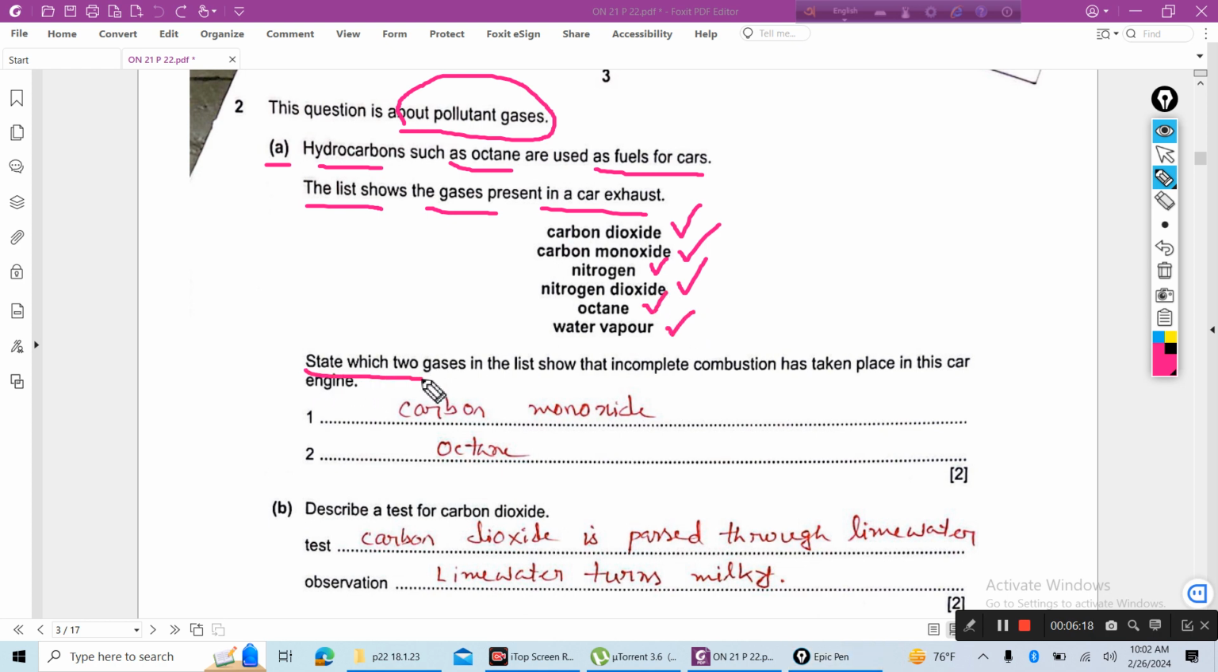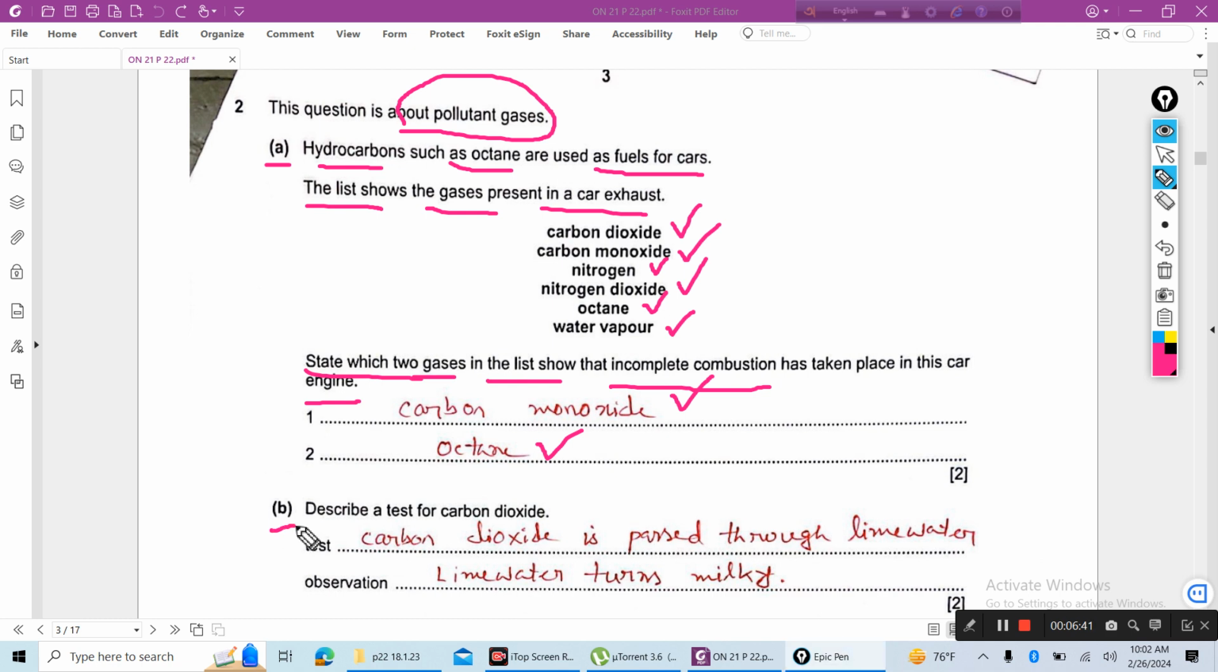Now state which two gases in the list show that incomplete combustion has taken place in the car engine. Two gases: carbon monoxide and octane, unburned. Octane is a hydrocarbon, so unburned hydrocarbon gases are produced.